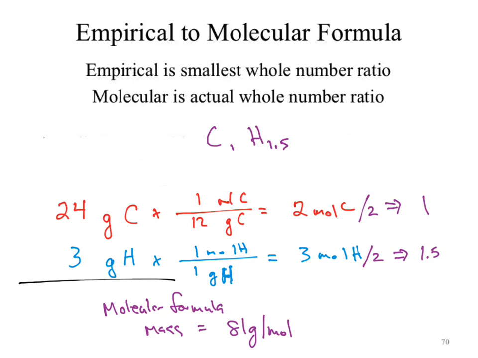We could multiply it by 2. If I multiplied that by 2, this becomes hydrogen 3. So C1, hydrogen 3? No. If I'm multiplying the hydrogen by 2, I also have to multiply the carbon by 2, and I get C2H3. You get a stupid eraser whenever you solve.